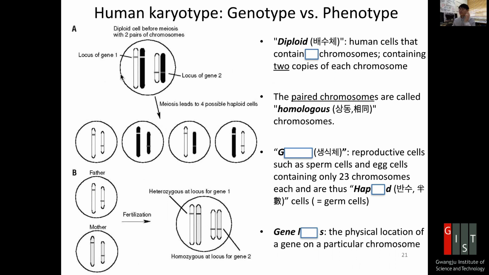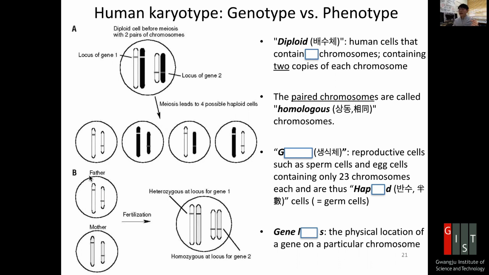This is a form for somatic cells, a diploid cell before meiosis with 2 pairs of chromosomes. These are homologous chromosomes, one kind and the other kind. Let's consider one locus of gene 1 and another locus of gene 2. Once meiosis happens, that leads to 4 possible haploid cells, one from this chromosome and the other from this chromosome. It's 2 and 2, so 2 multiplied by 2 is 4 different kinds.